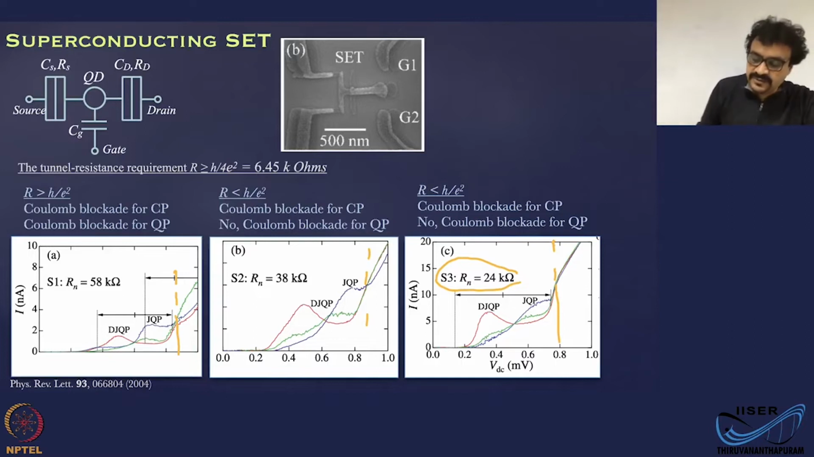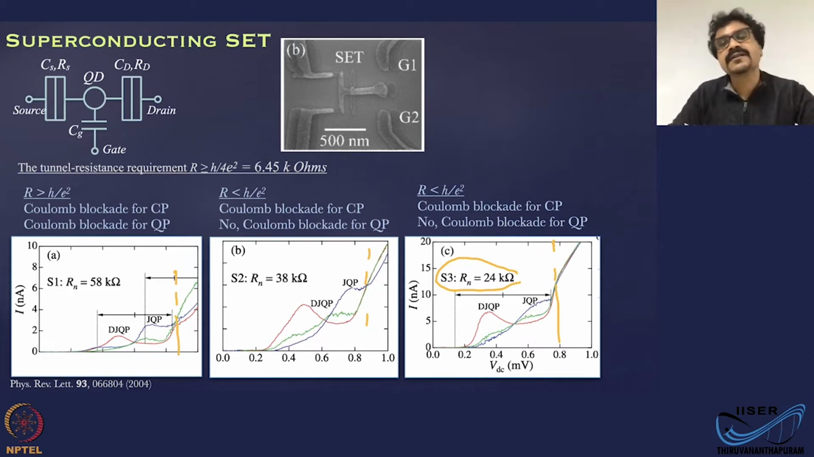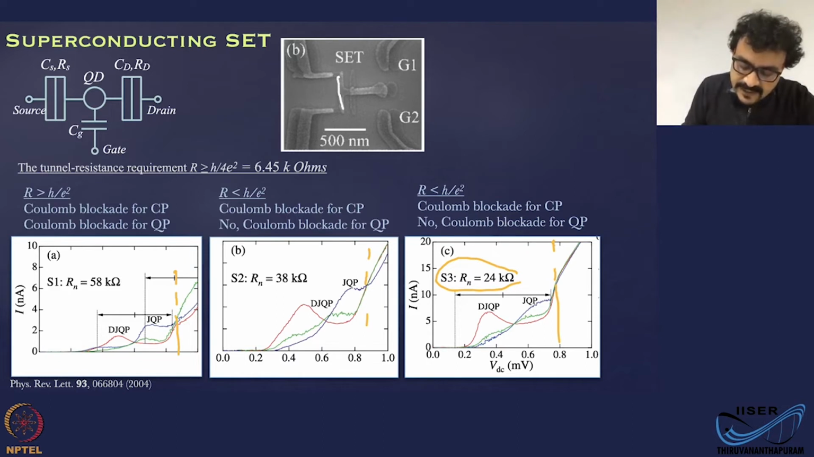So what we have here is a superconducting single electron transistor made of an aluminum island, aluminum electrodes and an aluminum oxide tunnel junction. Here is the island and you have tunnel junctions at these 2 points, and you have source and drain, and the gates are here.